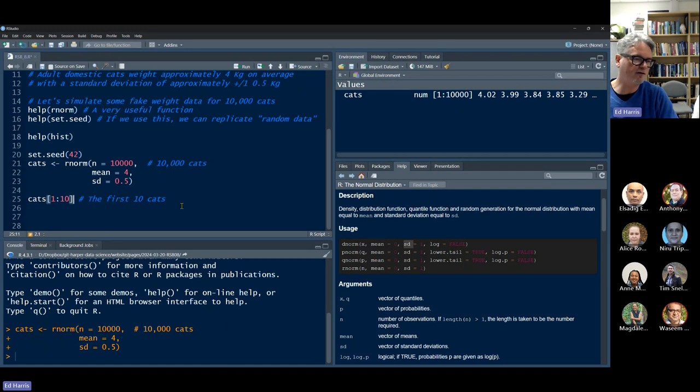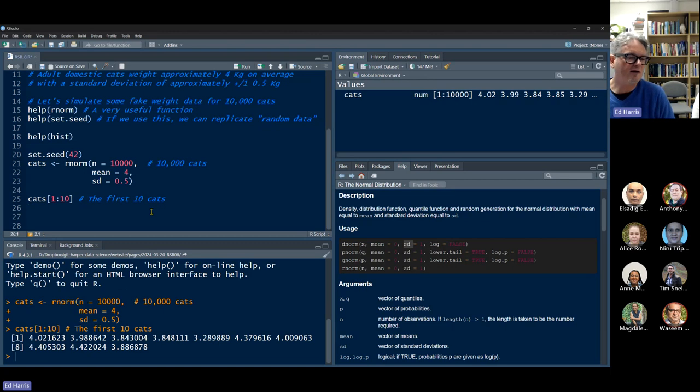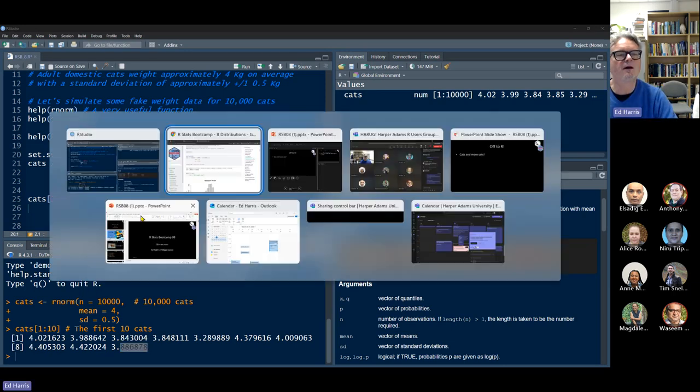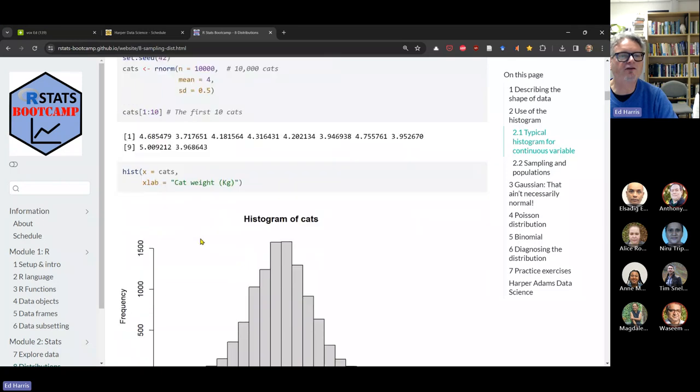And we can look at just the first 10 cats down in the console. There we go. Now, these are kind of ugly because the decimal value is very accurate. It actually goes out to quite a lot of decimals. And the default display in R is six decimals accuracy for numbers that are decimals. Okay, and we could fix that, but I'm not going to bother to for this one.